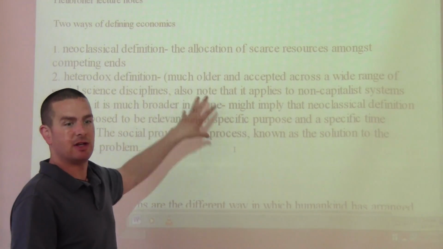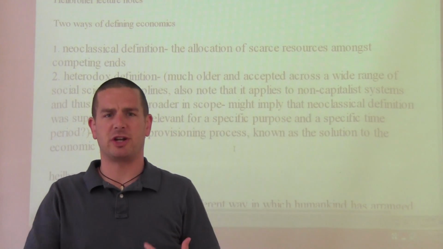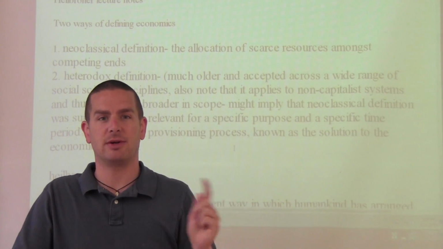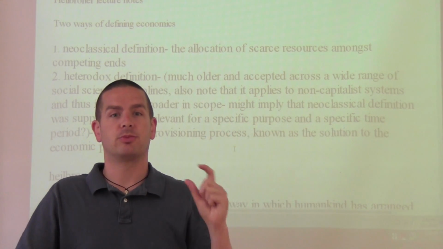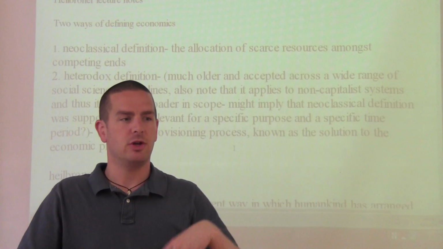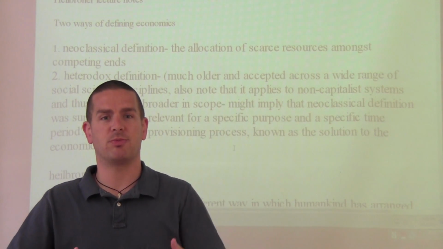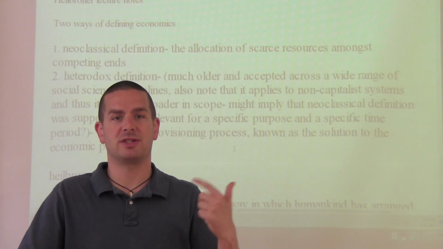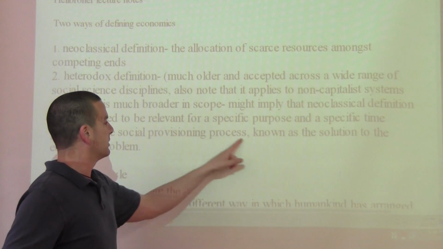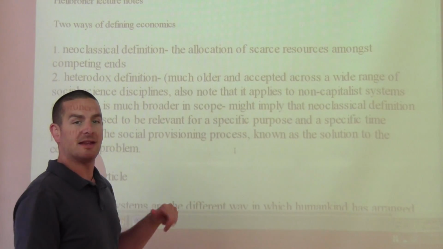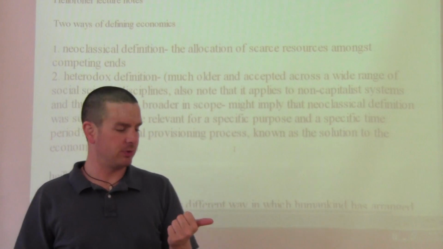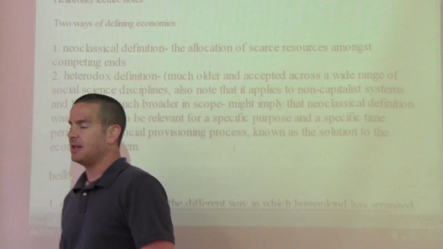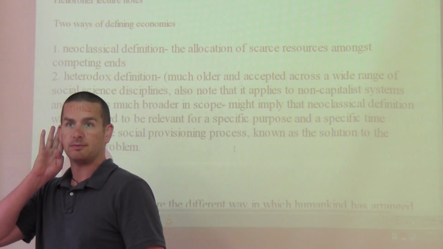The heterodox definition sees economics as the social provisioning process, okay? Social, meaning we're all interrelated somehow in this process, right? The social provisioning process. Provisioning is simply who's getting what and how do we reproduce this society. So we all depend upon each other to reproduce this society, okay? Social provisioning process, and it answers the economic problem of what to produce, who's going to produce it, and who's going to get it, and why. Okay? So let's keep that in mind as we go through the Heilbronner article.